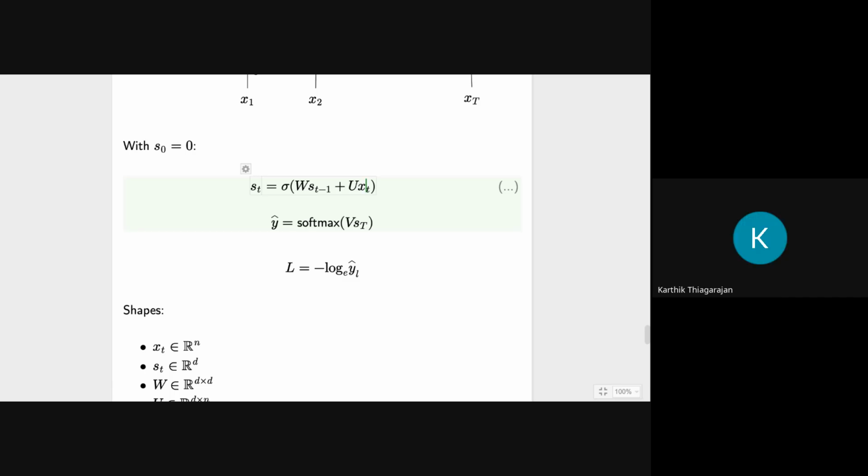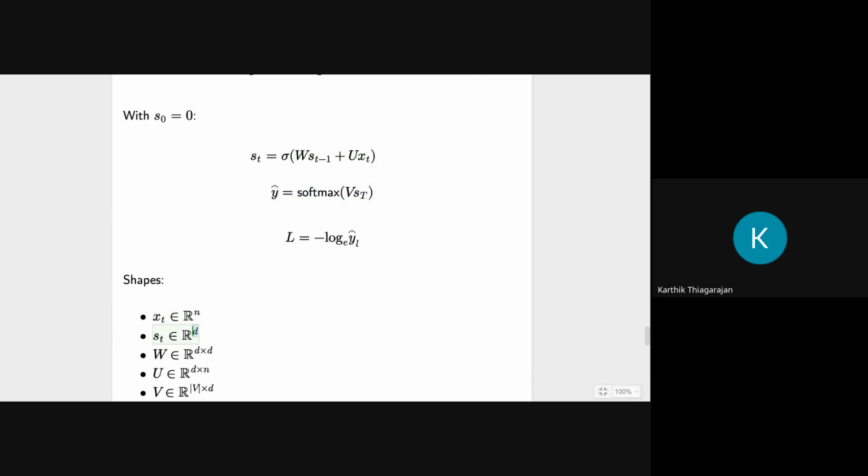Okay. So N can be equal to D. It's not, but it could be different also.